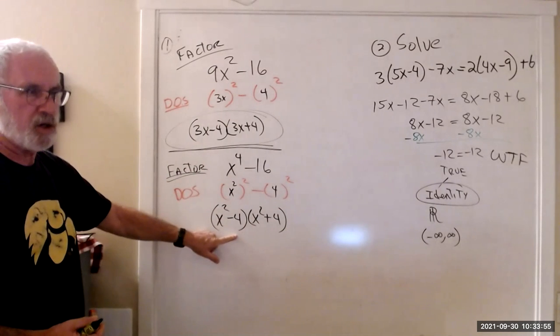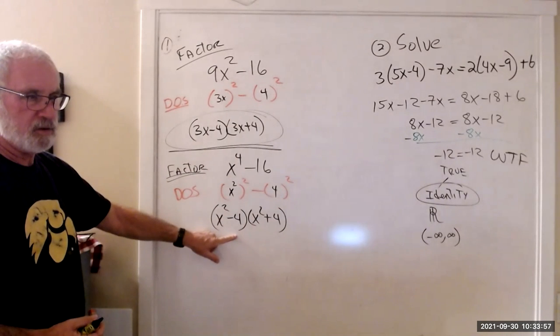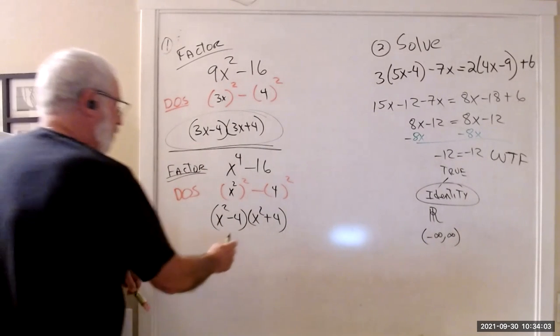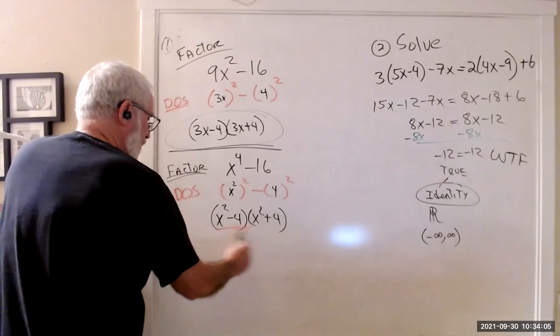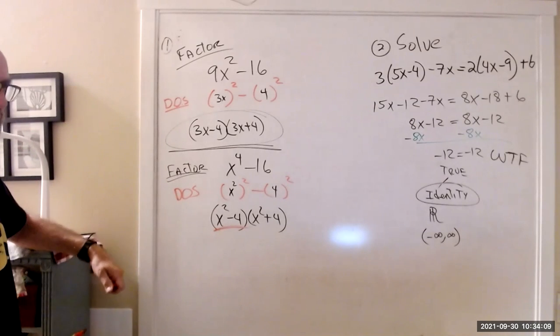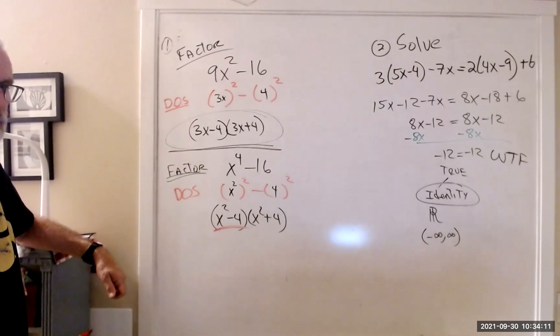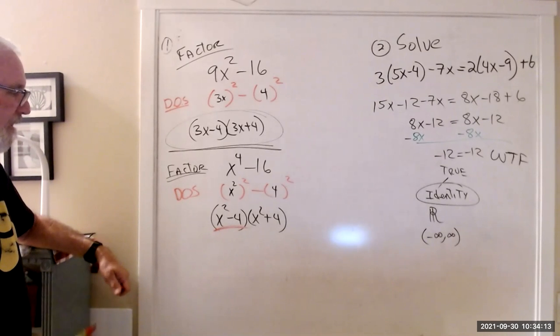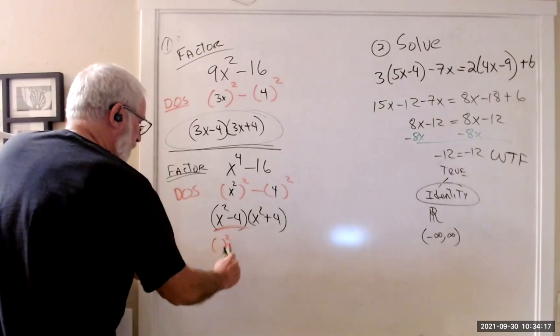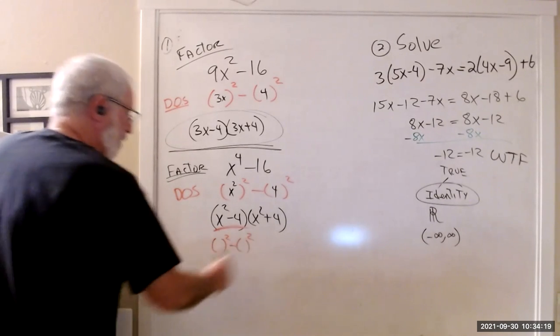Unfortunately, it's not your answer. Okay, it's partway to your answer. But this turns out to be another DOTS problem, because this could be somebody squared minus somebody squared.